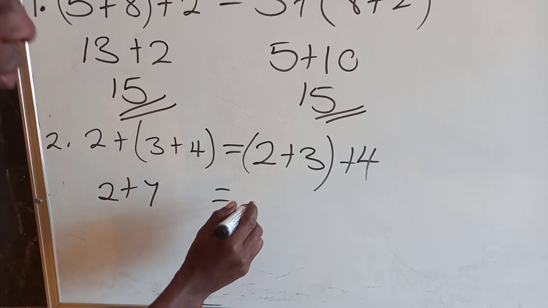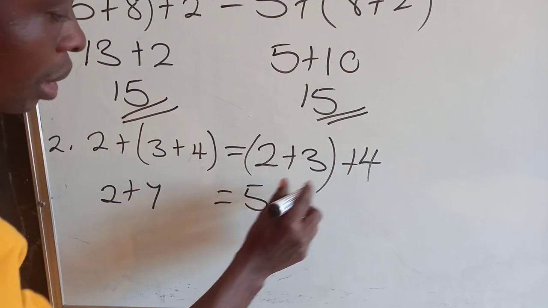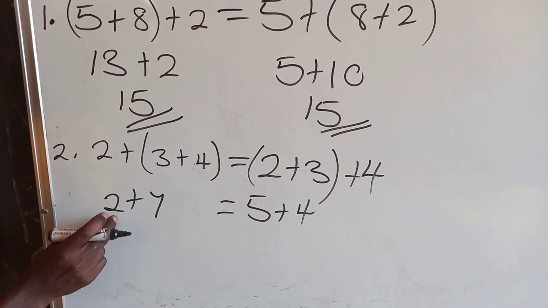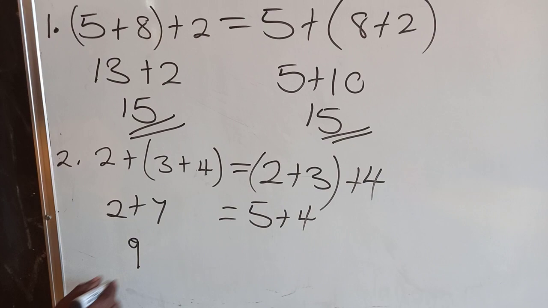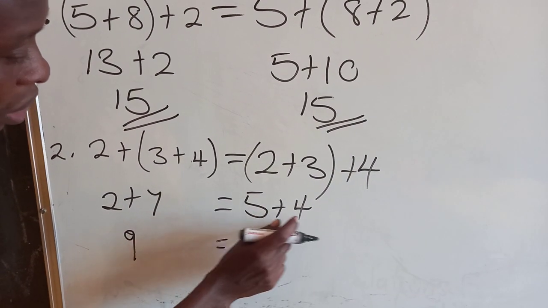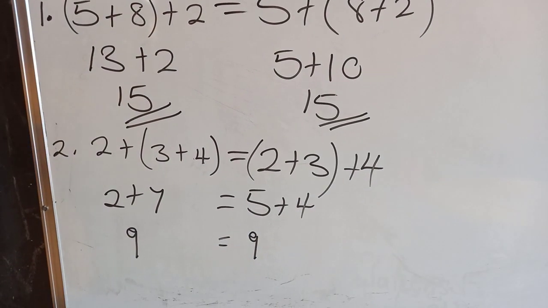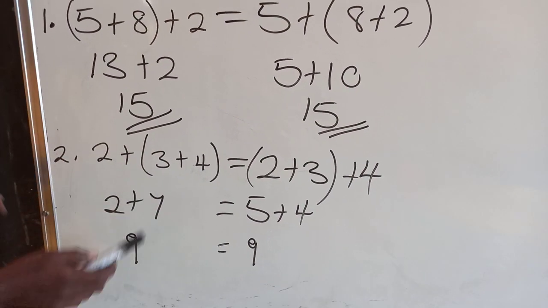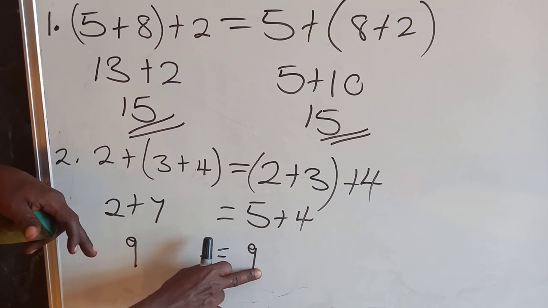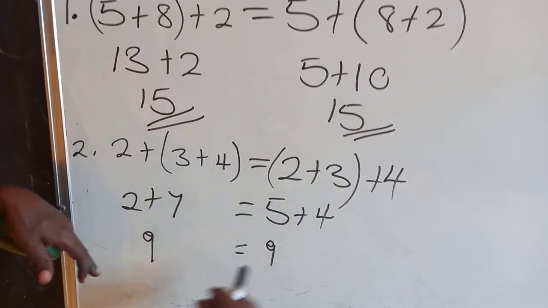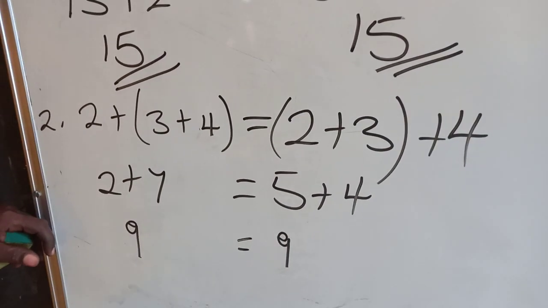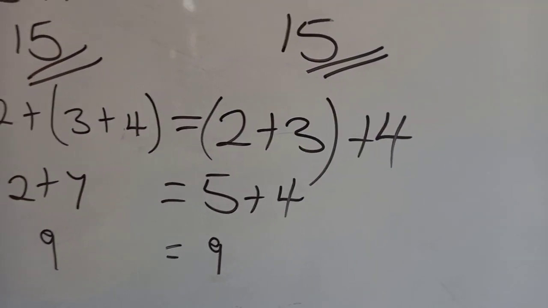2 plus what? 3 will be what? 5. Then plus the 4. Good. Now let's add 2 plus 7 is what? 9. Then 5 plus 4 is also what? 9. So we can see that when they are going, they are the same, which is what? 9. And when they are coming back home too, though the way they go, they didn't come back like that, but they have the same what? Answer. Okay, very good.